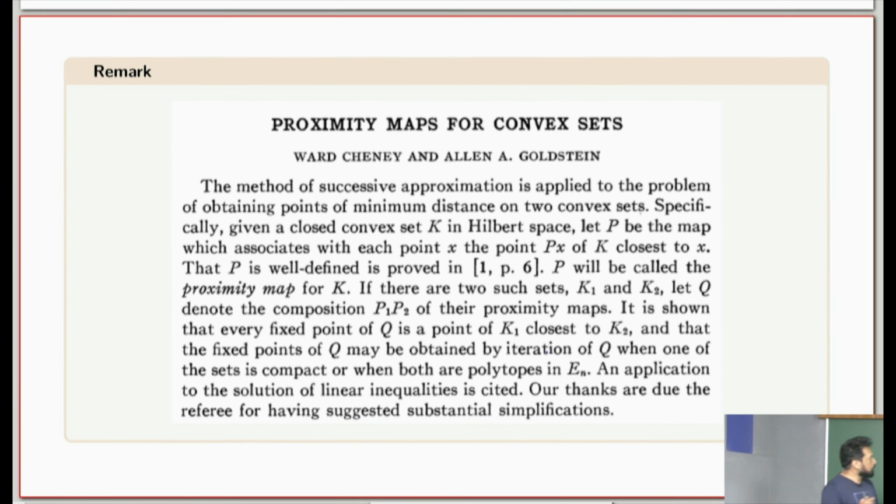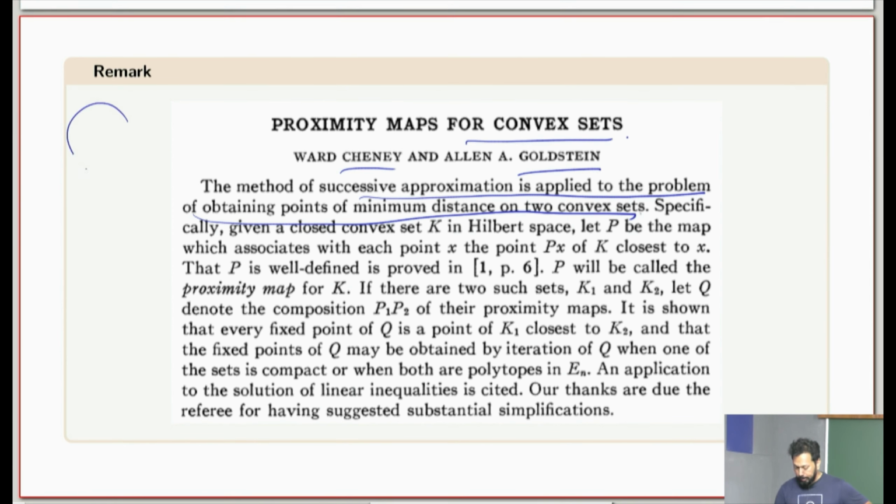So this was the original paper about this. What I will do here is not prove that it does converge, so I'm skipping that one. I'm just stopping at the algorithm for the moment. But this proof was a long time ago. This is the paper on proximity maps for two convex sets. They say here the method of successive approximation is applied to the problem of obtaining the minimum distance of two convex sets.